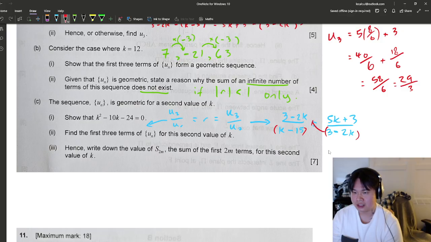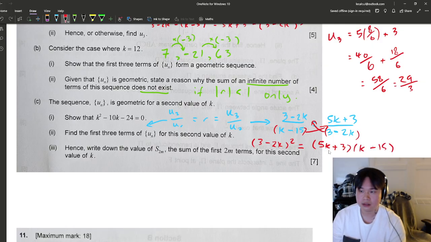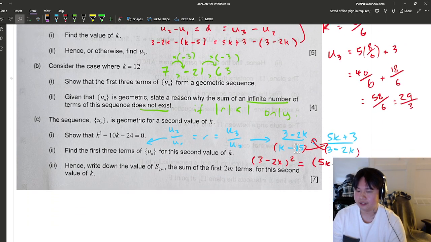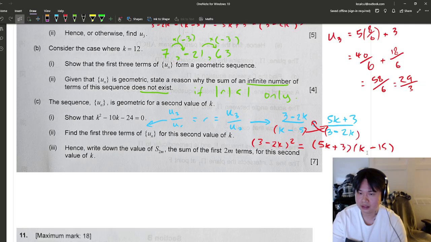Multiply this one over here, multiply this one over there, so that we don't have fractions anymore. So 3k minus 2k squared equals 5k plus 3 times k minus 5. No, is it 15? No, it's 5.